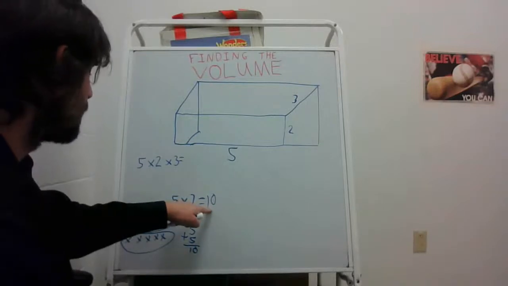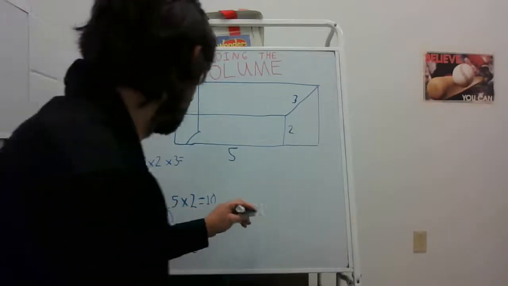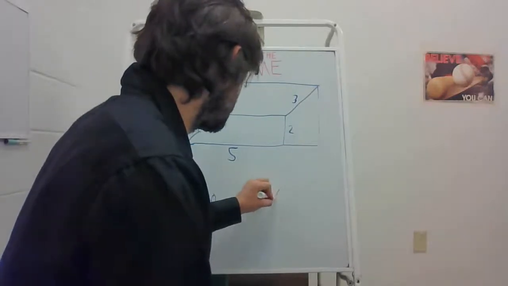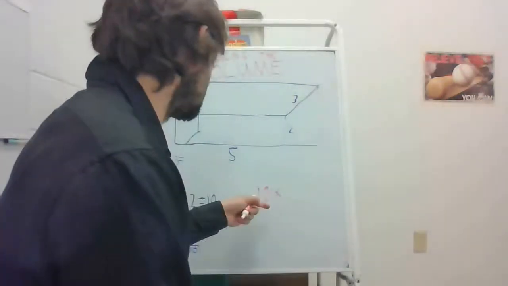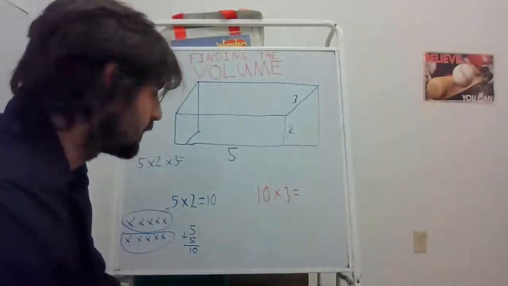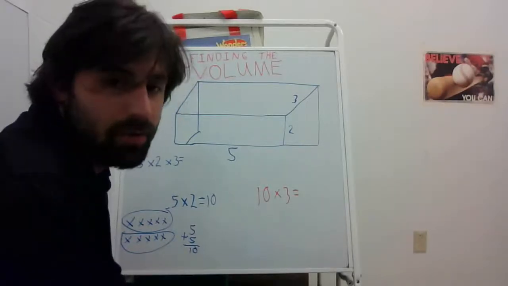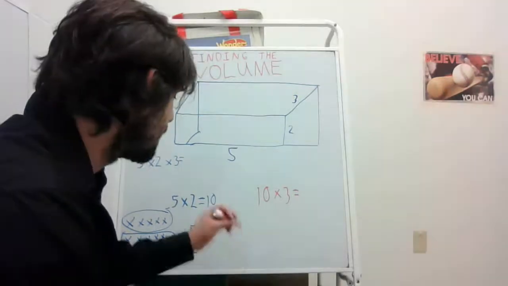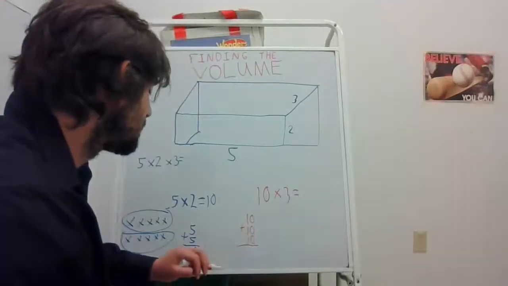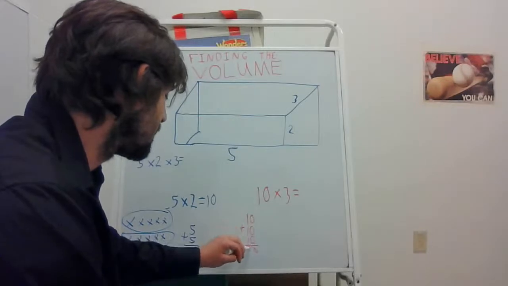All right. So now that we know what 5 times 2 is, the 10 is going to replace the 5 times 2 over here. So now we know that 5 times 2 equals 10. So the 10 is going to replace the 5 times 2. We have 10 times 3. So we'll be able to figure out the volume just by multiplying 10 times 3. Most of you can do that in your head. If you can't, 10 times 3 just means that you're adding the number 10 3 times. 10 plus 10 plus 10. 0 plus 0 plus 0 is 0. 1 plus 1 plus 1 is 3.